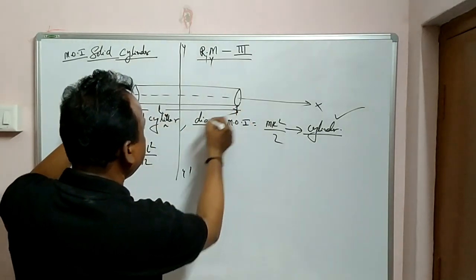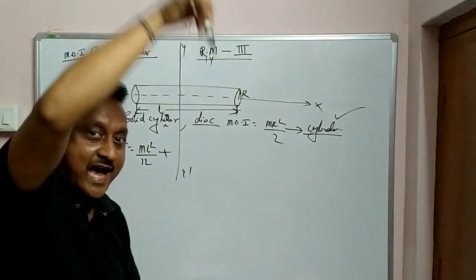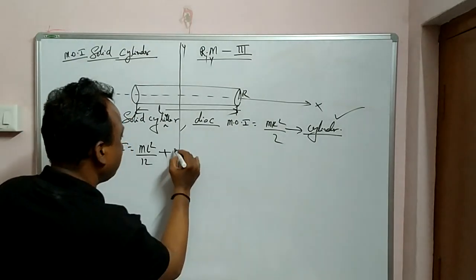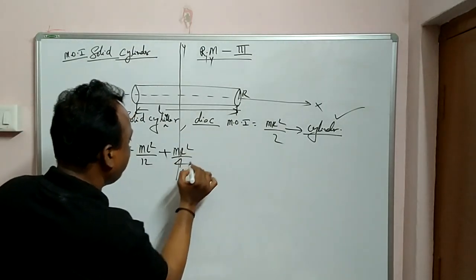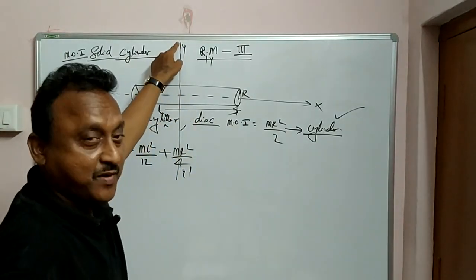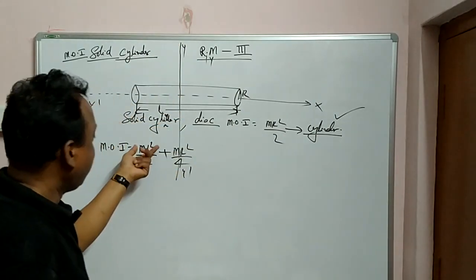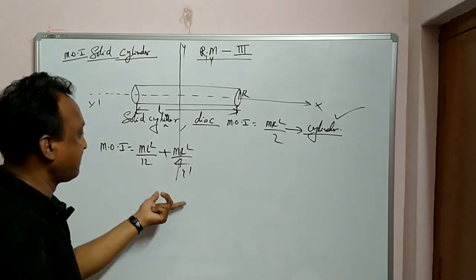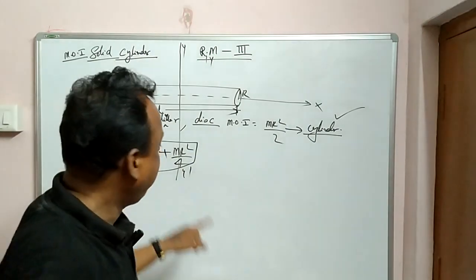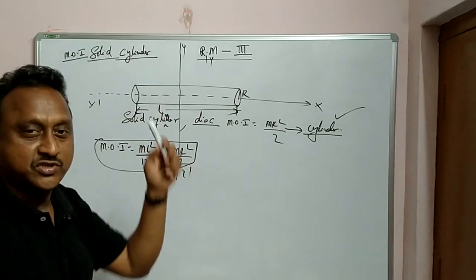This is the length of the rod and this is radius r. Plus it is cutting the diameter. Just now we derived the diameter one, mr square by 4. So the total moment of inertia of the cylinder about an axis passing through the center perpendicular to the length is ml square by 12 plus mr square by 4. Very, very important in the examination. Please copy it. So this is about the solid cylinder.